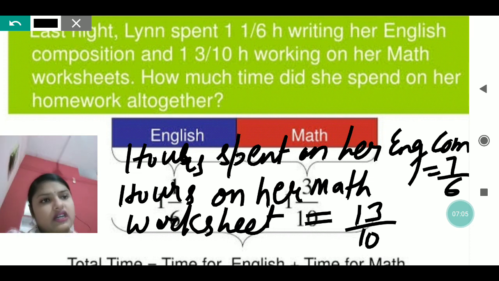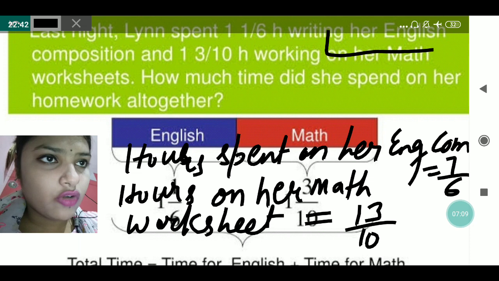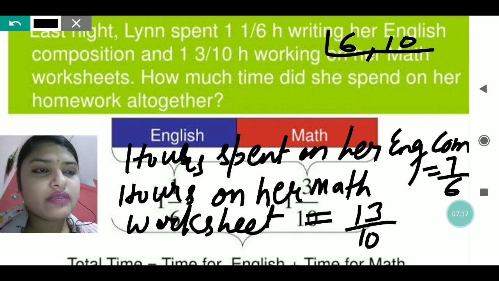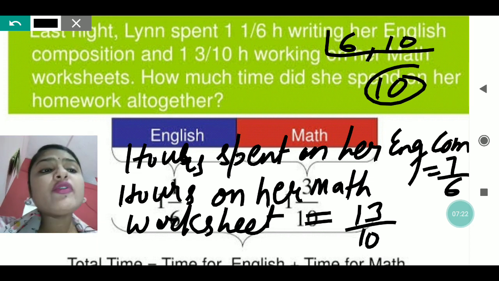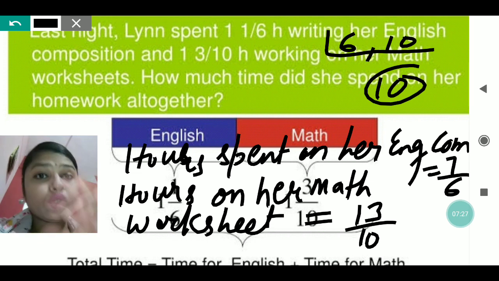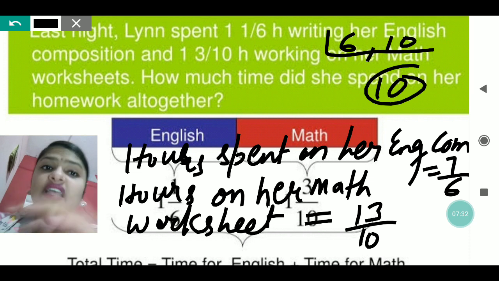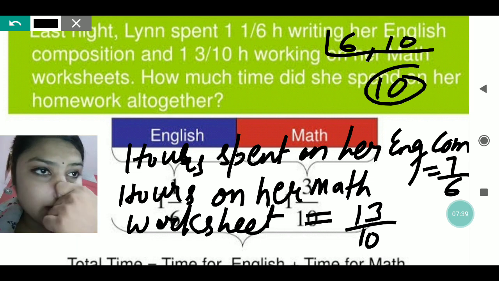Now both the denominators are different, so you will find the common denominator by finding the LCM of 6 and 10. When you find the LCM of these two, LCM will be 10. What you have to find here? How much time did he spend altogether? Altogether means the total amount of time he is giving on English as well as maths both. So what you will do? Now you have the common denominator, that is 10, so you can add it very nicely.